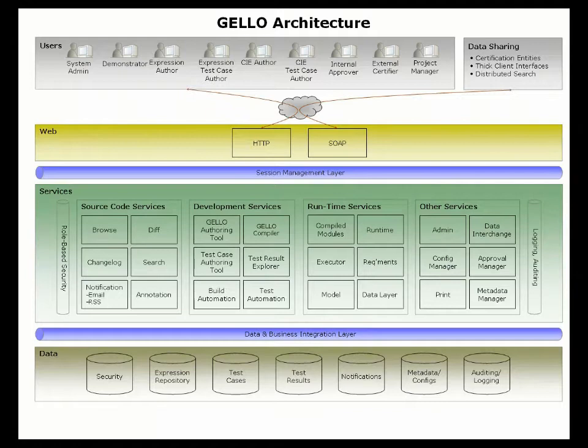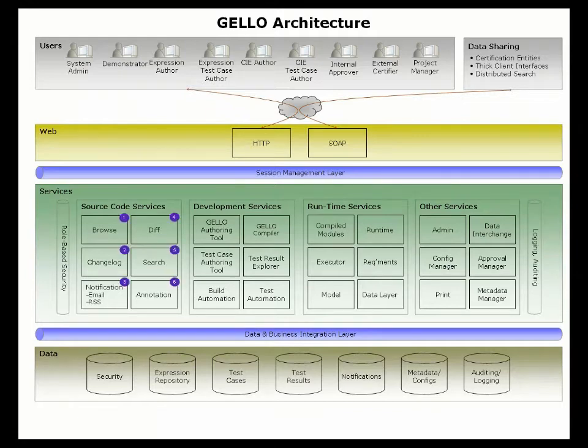The authoring tool's data tier persists GELLO expressions, test cases, test results, account information, configuration data, audit logs, and so on. The data tier is split across three different persistence stores. An LDAP server stores authentication and security information. A version control system stores project and expression source files. And a relational database stores account information, audit information, and other transaction-oriented information.